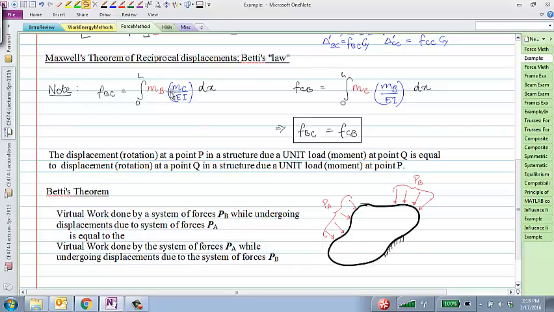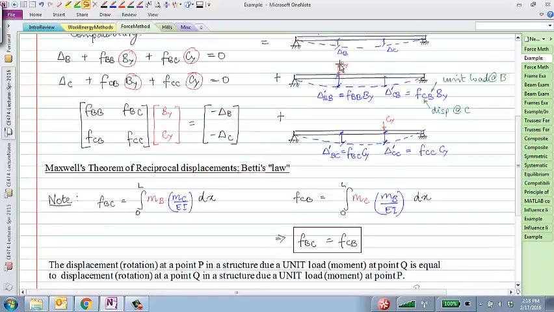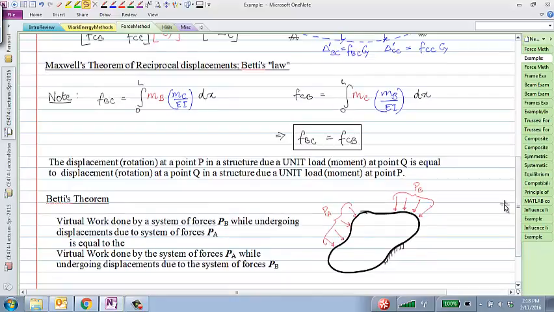Okay, which is basically what we used here, saying that the work done by B during the application of C is equal to the work done by C during the application of B. That's what we used to show that these flexibility coefficients were the same. So this is true for any linear structure, whether I have a truss, beam, dam, whatever structure, with two sets of loads, PA and PB. Work done by PA under PB is the same as work done by PB when PA is applied.